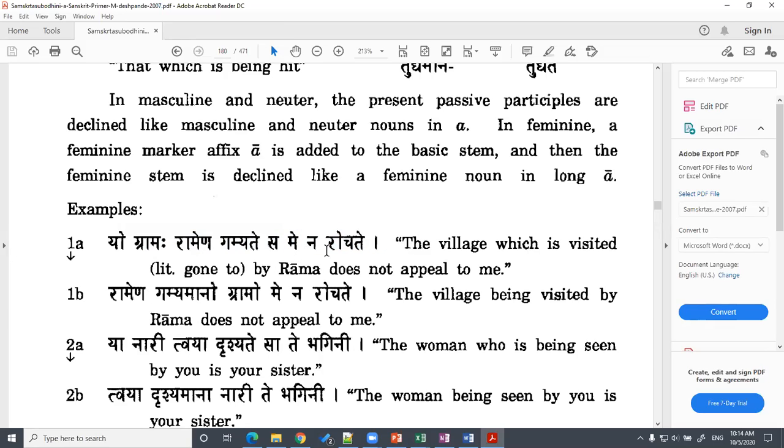That is Ruch Dhatu takes the fourth case. That's why it is the fourth case. So Ramena Gamyamano Gramo Mena Rochate. So it's not like Rochate Ruchyate. So that's why it is not the passive. So this part is the passive, and that's therefore the passive participle have come. Ramena gamyamana, but mena rochate, that is not a passive sentence. It's just that roch dhatu, which means appeal to me or pleases me, it takes the fourth case. So that's the reason here.